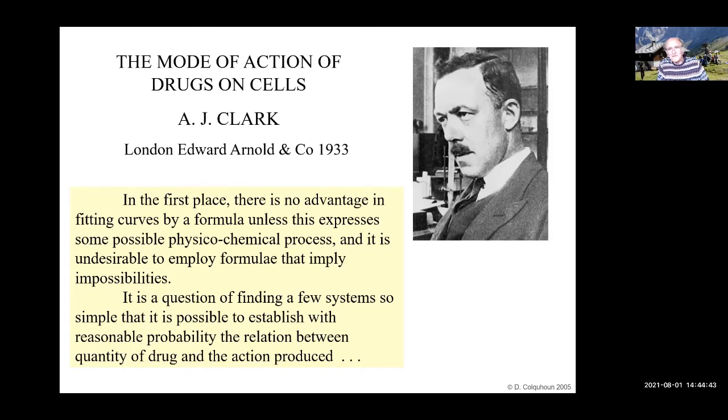For example, most people fitting dose response curves will fit a Hill equation. That's what's quaintly known in GraphPad as a sigmoid curve. The problem with the Hill equation is that it does represent a physical impossibility, namely an infinite strength of reaction between subunits in a channel or receptor. So the numbers that you fit in the equation, the Hill slope, for example, have no direct physical interpretation. We aim to have a direct physical interpretation.